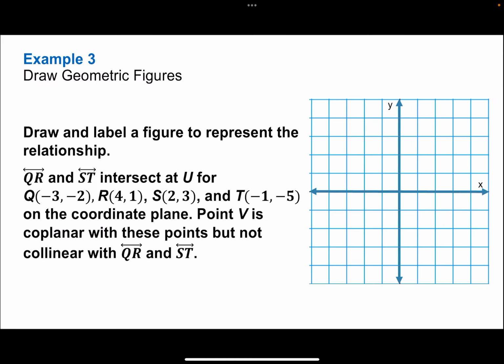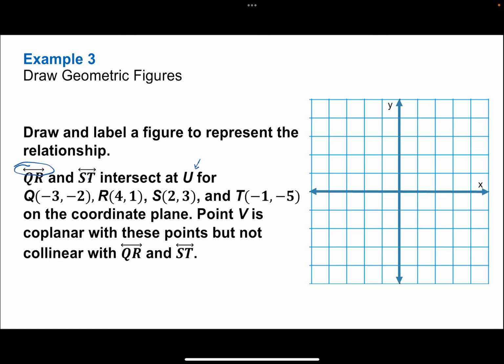All right, example 3 says, let's draw a geometric figure. So we're going to draw a figure and represent its relationship. So we want a line QR. That means that we're going to have a segment connecting Q and R with arrows going both ways. And a line ST intersecting at point U.